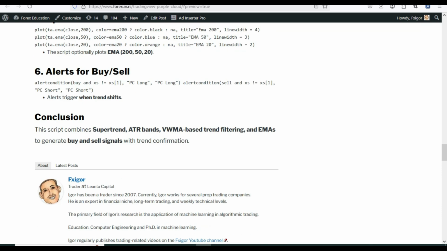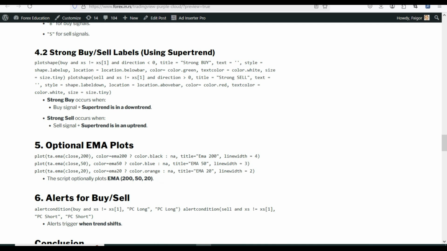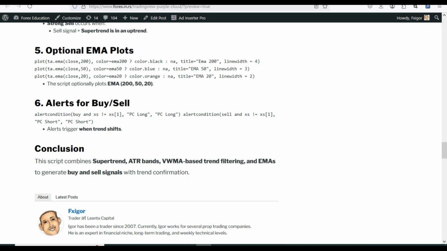But on the chart you see there is a special rocket icon, and this is the strong buy, strong sell, and I want to trade only these setups. So strong buy is when we have the buy signal plus SuperTrend is trending down, and strong sell is when we have a normal sell signal with SuperTrend in the up. So in conclusion, we have a script that combines SuperTrend, ATR bands, volume-weighted moving average, and exponential moving average. A little bit tricky, a little bit complicated, and I must admit there are 4 rules that we need to follow if we want to buy or sell.